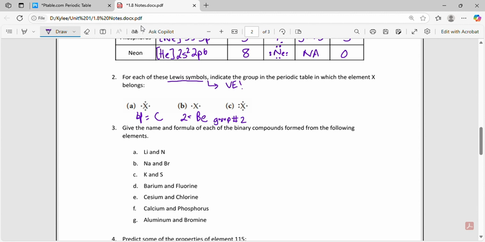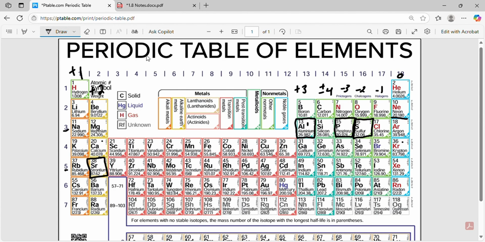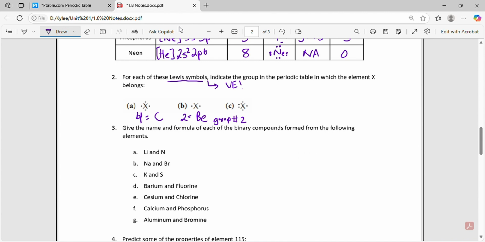And then this last one has 1, 2, and then 3, 4, 5. So 5 valence electrons, that's going to correspond to 1, 2, 3, 4, 5. That's going to be phosphorus's group, which is technically known as group 15.